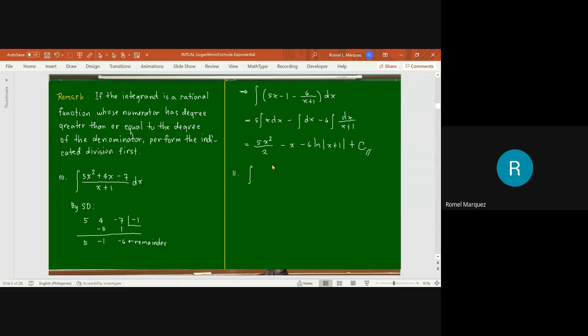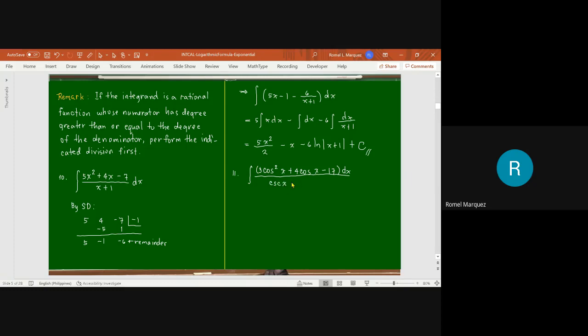We have, let's take this one. 3 cosine squared x plus 4 cosine x minus 17 quantity dx. The denominator cosine of cosecant.